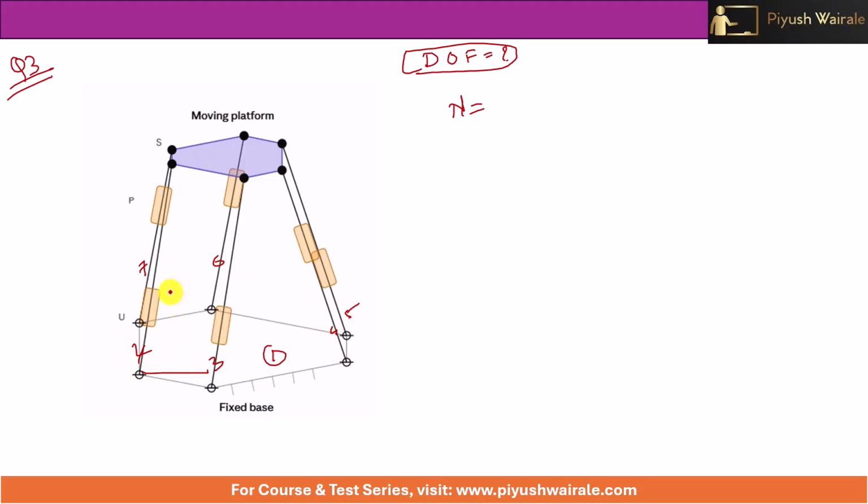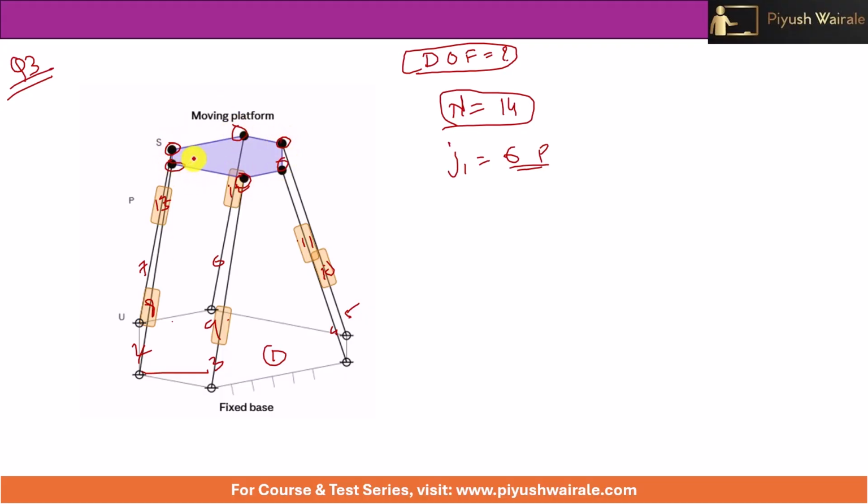Then we have the prismatic joint as well, 8, 9, 10, 11, 12, 13, and then here we have the moving platform. So a total of 14 links are there, including the fixed link. How many joints do we have? J1, lower pair joint: 1, 2, 3, 4, 5, 6. So we have 6 prismatic joints here, right? What about revolute joints? 1, 2, 3, 4, 5, 6.